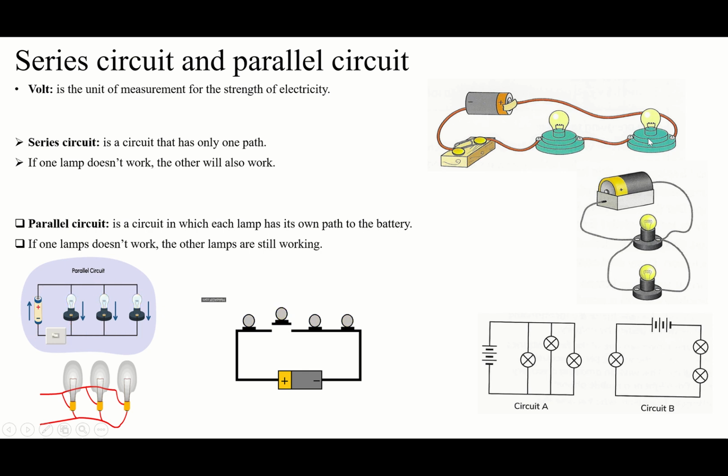We said in series, the electricity will divide for all of them. Even if we have, let's say, 50 volts here, and 10 lamps, we'll divide it. 50 divided by 10, each of them will get 5 volts. But in parallel, if you have 50 volts and 10 lamps, each of them will get the whole 50 volts. 50 for this, 50 for this. Why? Because they have their own path to go to the battery to get the electricity. They will get the whole electricity.